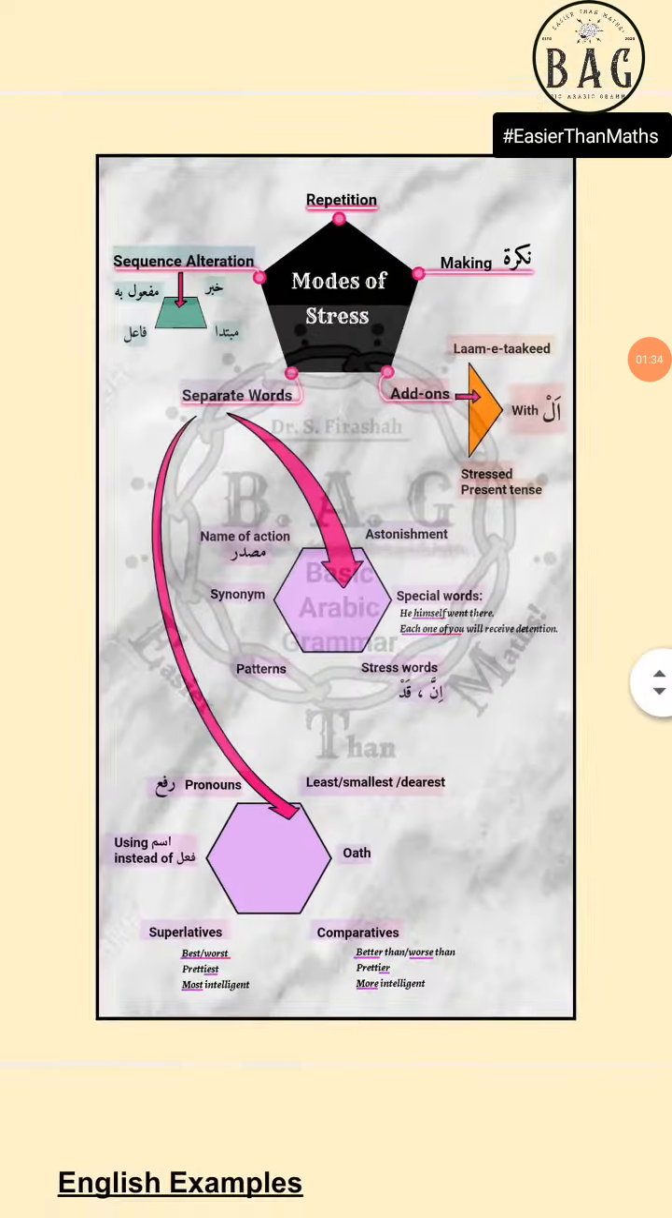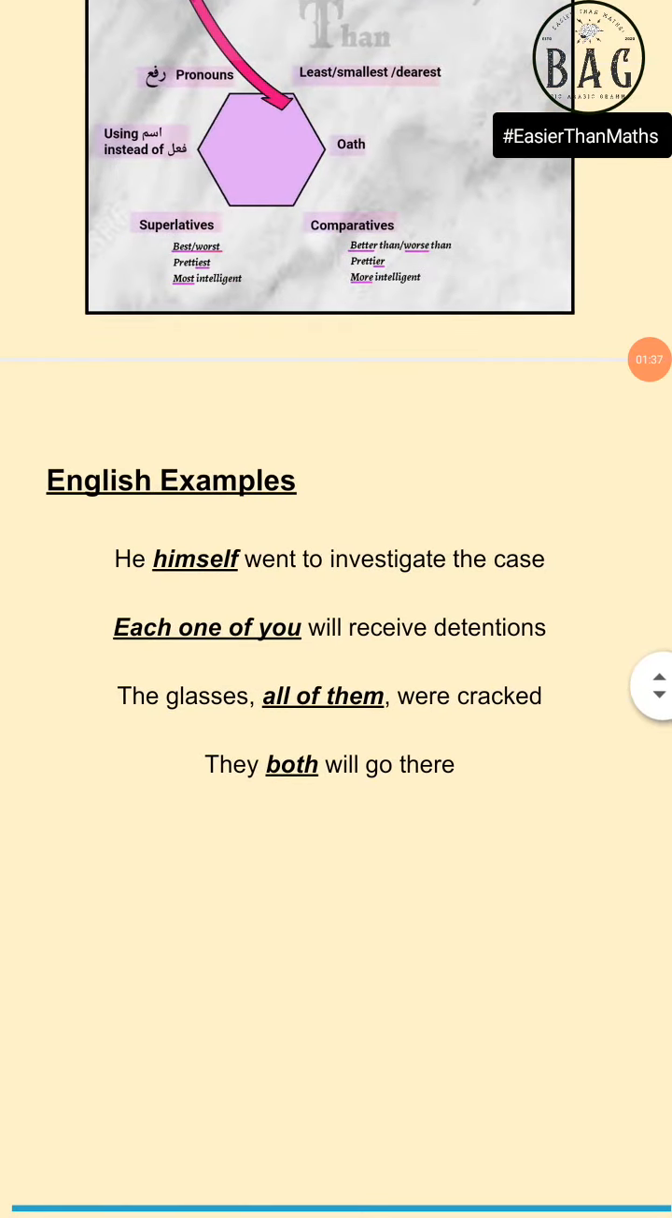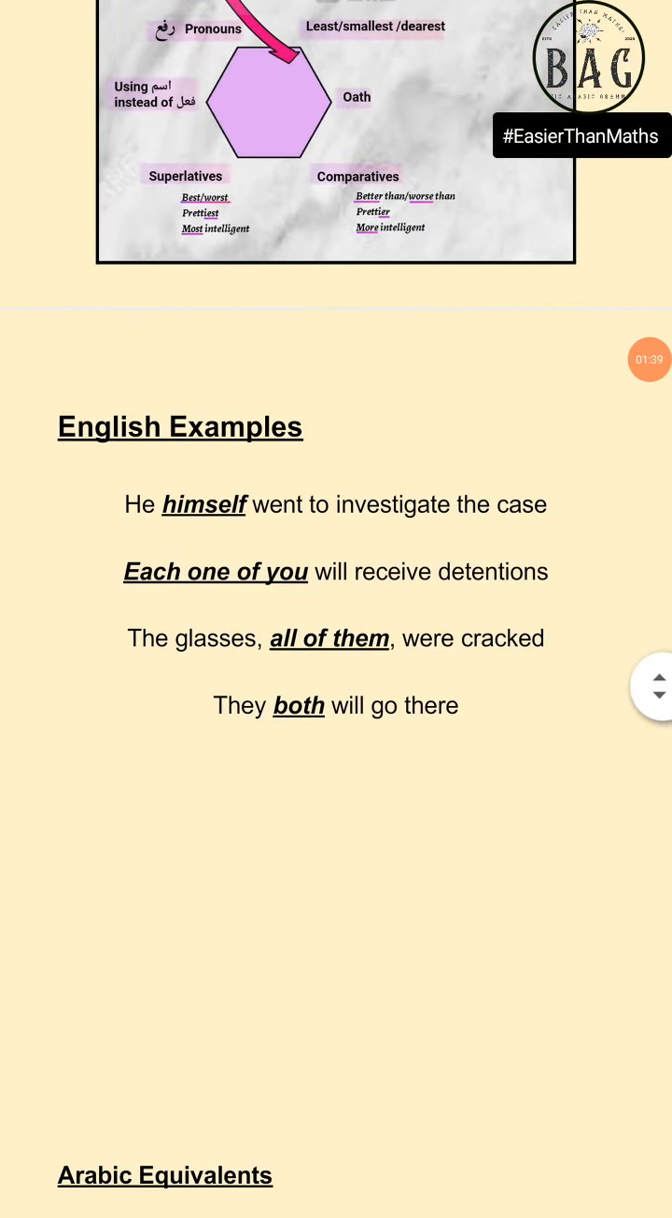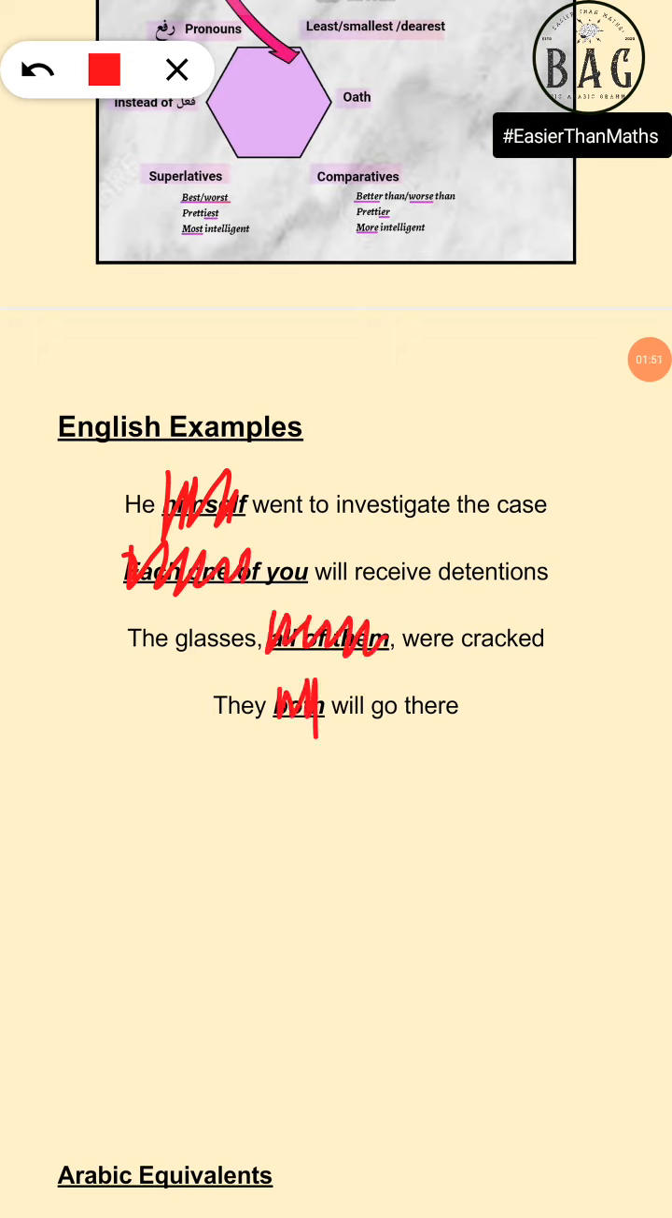All right, so let's see. First of all, as usual, we have our English examples. So first, let's just forget about these things. Okay, so now let's read the sentences.